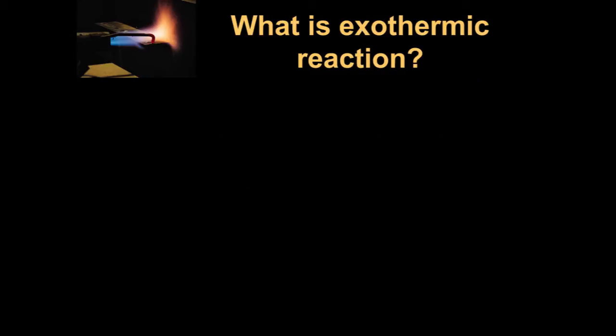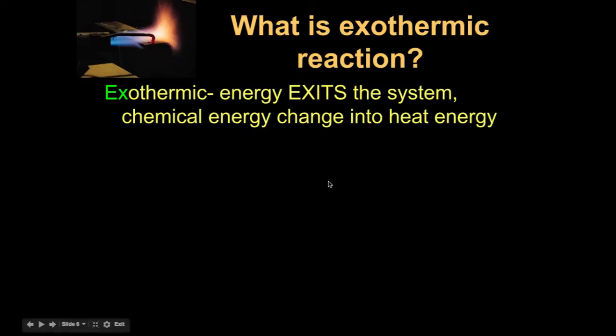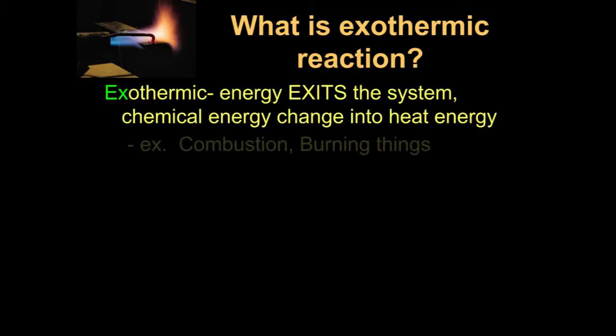And then, what is an exothermic reaction? We talk about endo is enter, then what is exo? You can look at it as the energy exit the system. So you have your chemical energy change into your heat energy. For example, you have combustion, which is an excellent example of a chemical energy change into heat energy, or burning things, right? If you start to get it going, then the chemical energy will start changing to heat energy. That's why you feel so much warmer after that.